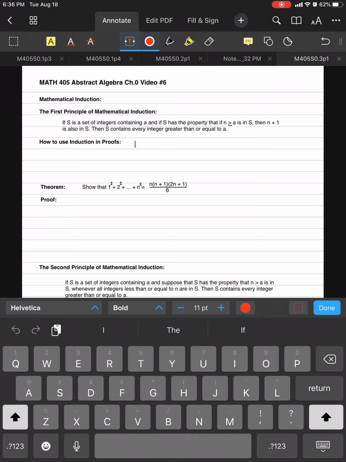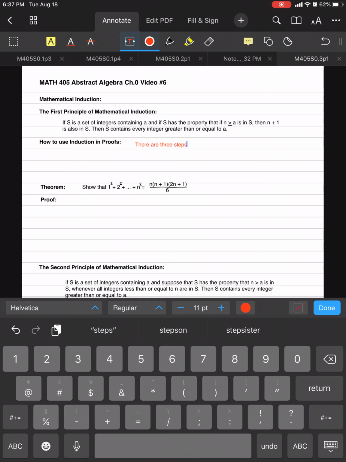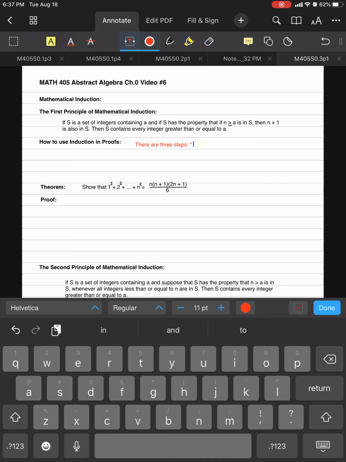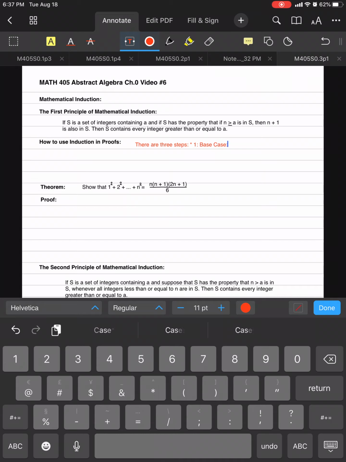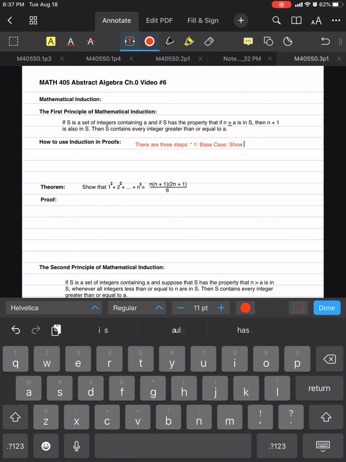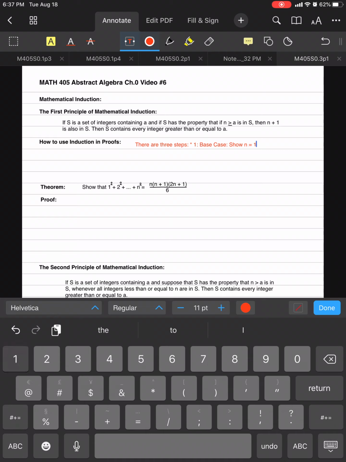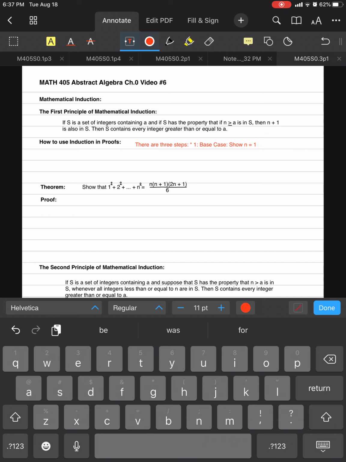So, how to use induction in proofs? Well, essentially there are 3 steps. The first one is what we call the base case. And what you do here is you show that n equals 1 has the property in question.